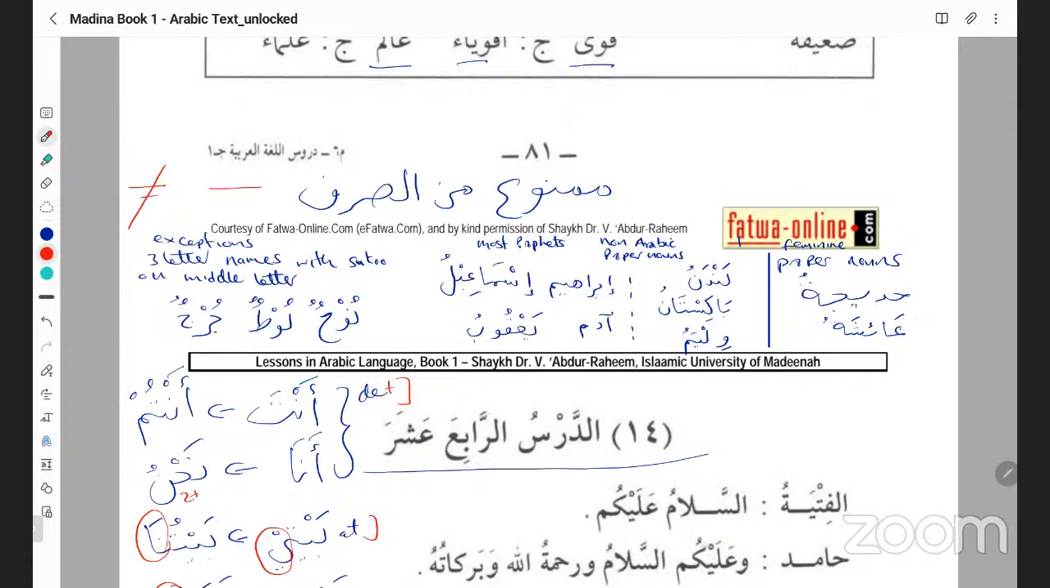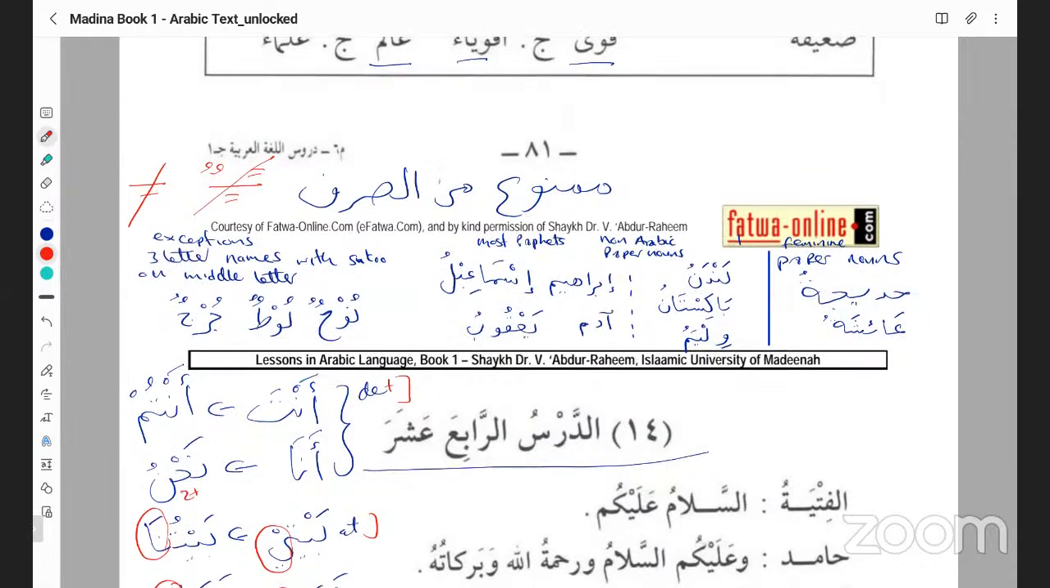So there will be no tanween, and there will be no kasra on these words, mamnu' min as-sarf. Okay, so they can only get a fatha and a dhamma. So they won't have a kasra, and they will not have tanween. Okay, we've done this before, but this is a recap. We will add some to them in this lesson.